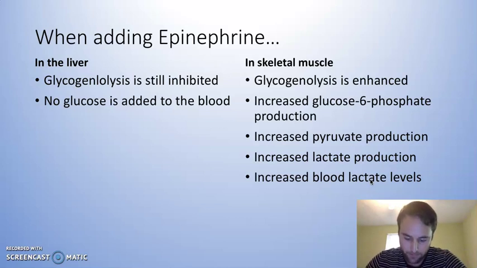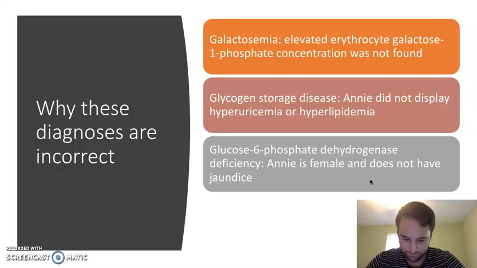Finally, let's rule out some of the other possible diagnoses. Like hereditary fructose intolerance, galactosemia is also characterized by hepatomegaly, but this is also accompanied by a loss of appetite, vomiting, and an elevated erythrocyte galactose 1-phosphate concentration. Since Annie is not displaying these symptoms, it is unlikely that she is suffering from this condition.